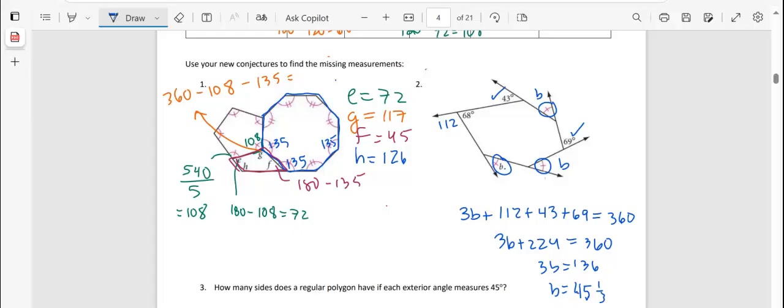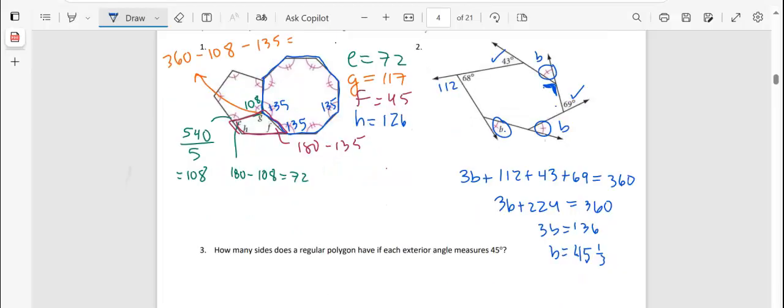This is a bit of an awkward value to check, but here's how you could check it. You could find this interior angle here by doing a linear pair conjecture and then finding all the other missing interior angles and then double checking that they sum to the correct value of a 1, 2, 3, 4, 5, 6 hexagon. Always good to be able to check your answers.